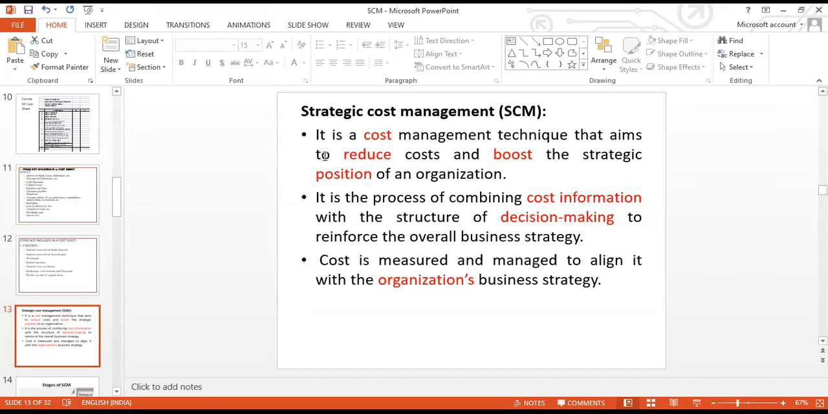So strategic cost management is the cost management technique that aims to reduce the cost and boost the strategic position of the organization. Here what I am going to do, through this strategic cost management, I am going to find out which are the unnecessary activities. Is there any scope to skip the activities?